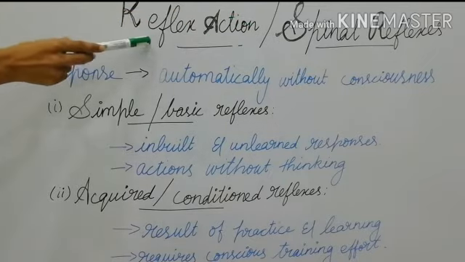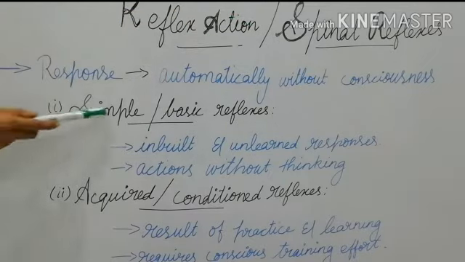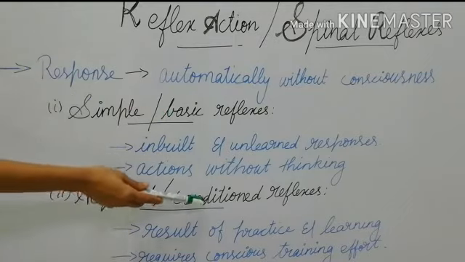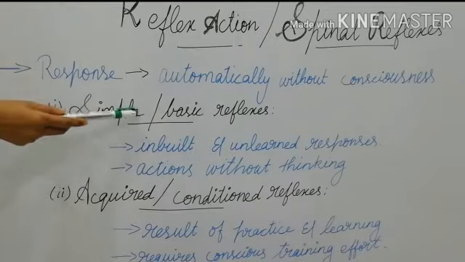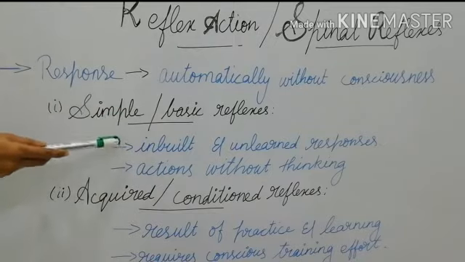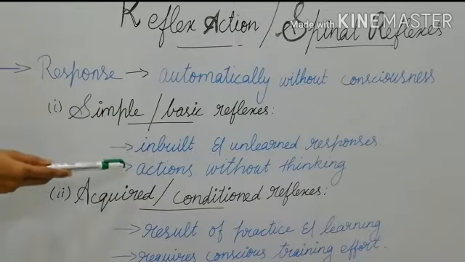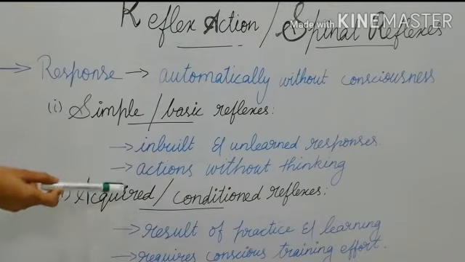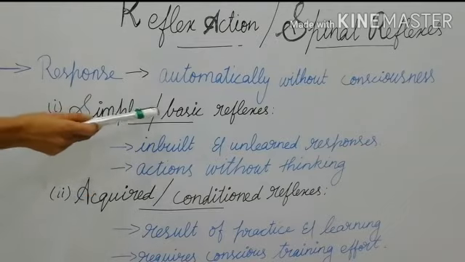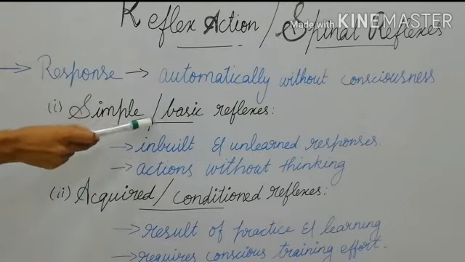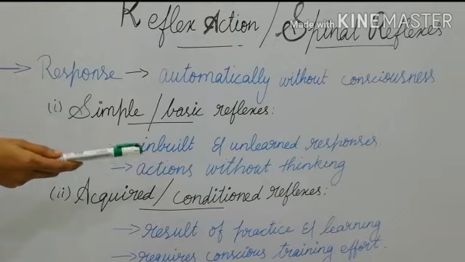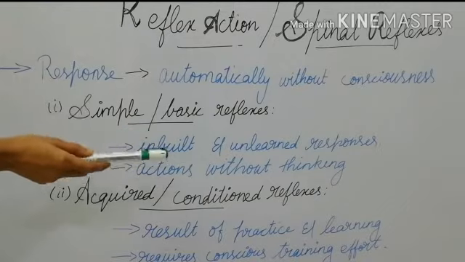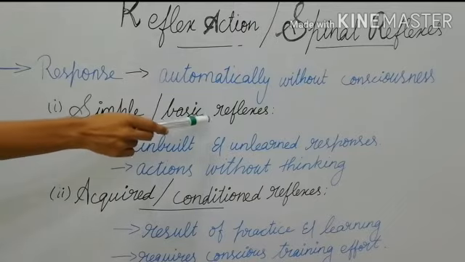This reflex action is of two types. They are simple or basic reflexes and acquired or conditioned reflexes. The simple or basic reflexes are inbuilt and unlearned reflexes. So no need to learn, automatically it will come. The actions which happen without thinking are the simple or basic reflexes, and the examples are coughing, sneezing, yawning, and we wink our eyes when a dust particle enters. That is simple or basic reflexes.